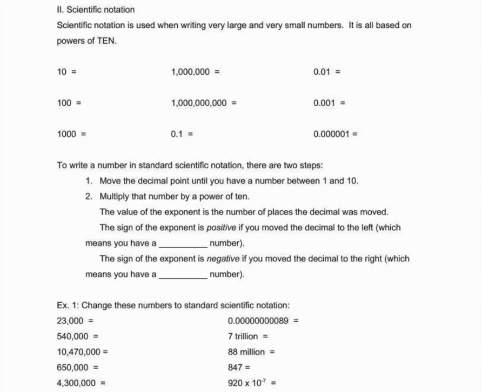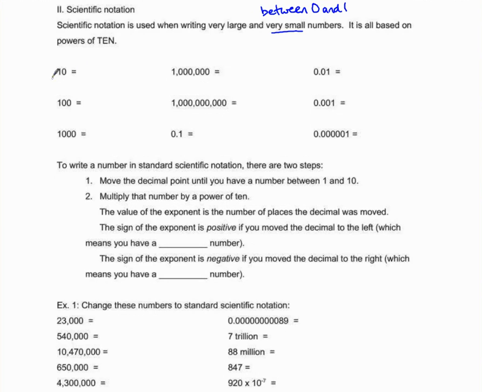Scientific notation is used when we're writing very large numbers and very small numbers. And by very small numbers, we are talking about numbers between 0 and 1. We're not talking about negative numbers, we're just talking about things that are very small. And everything here is based on powers of 10.